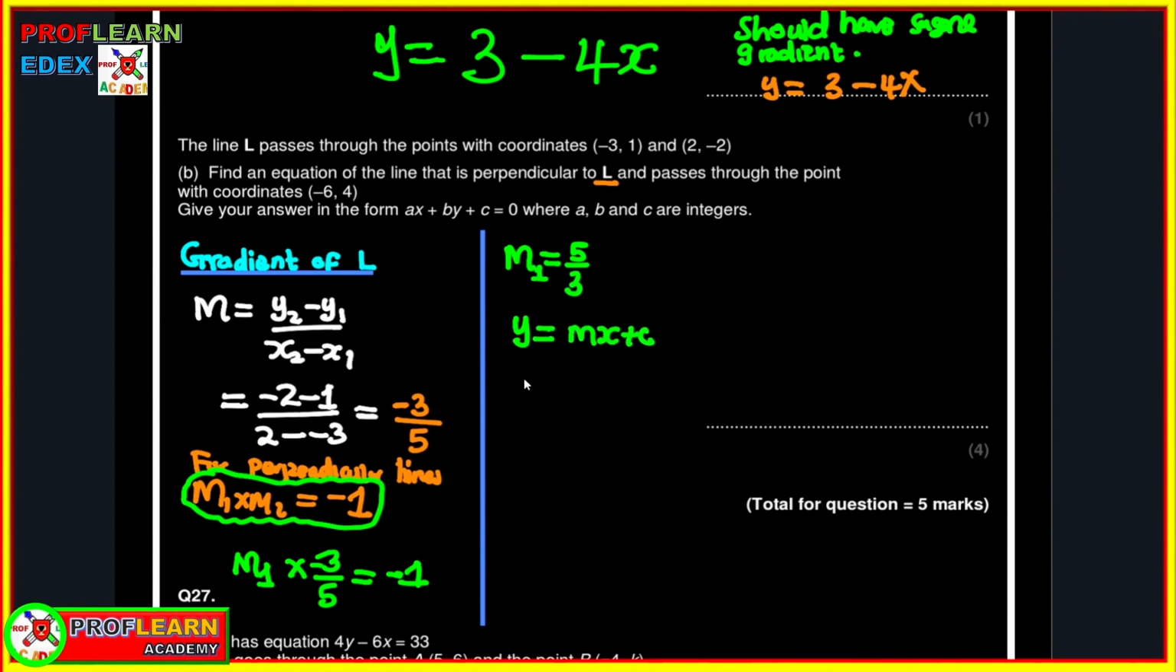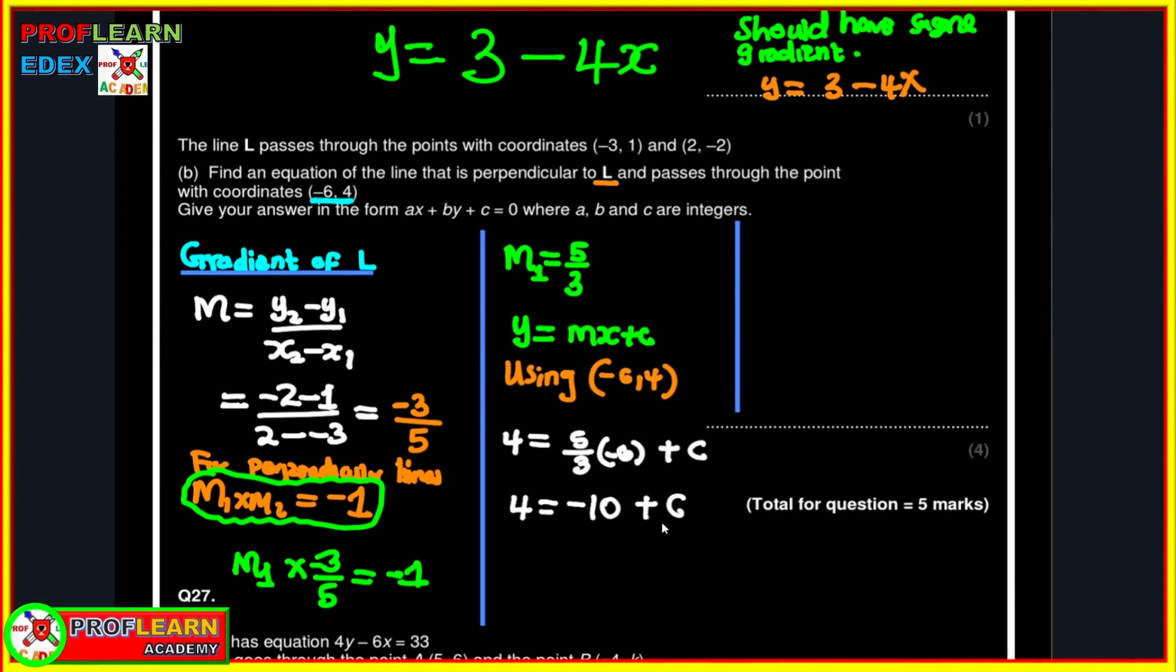Since the equation of a straight line is y equals mx plus c, anywhere you have y, you are going to write 4, and anywhere you have x, you are going to write negative 6, so that we can find the value of c. Substituting that into the equation, we get the value of c as 14. Therefore, the equation now becomes y equals 5 over 3 x plus 14.